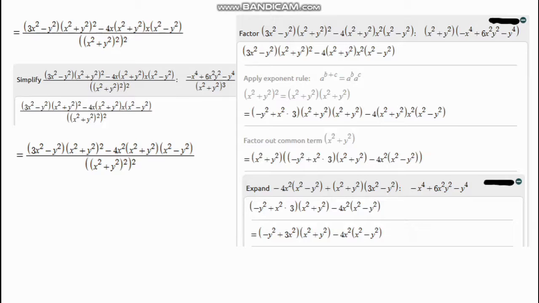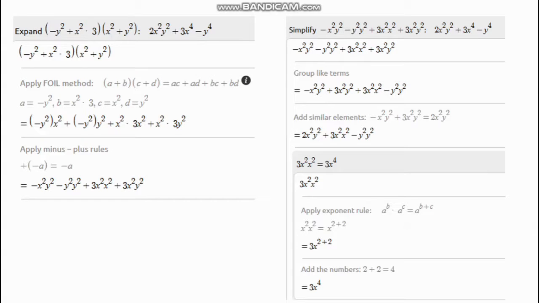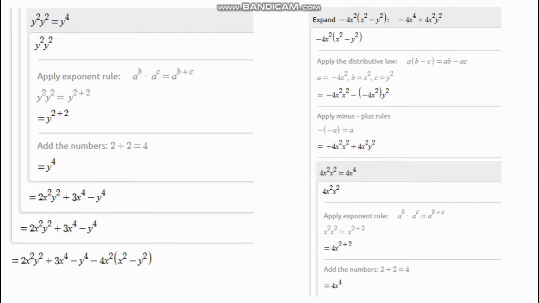As you can see here, factor out the common term, apply the exponent rule between them. Next, you can see here, we add and subtract the common terms between them. Thus, the end result will become 2x squared y squared plus 3x power 4 minus y power 4 minus 4x squared times x squared minus y squared.